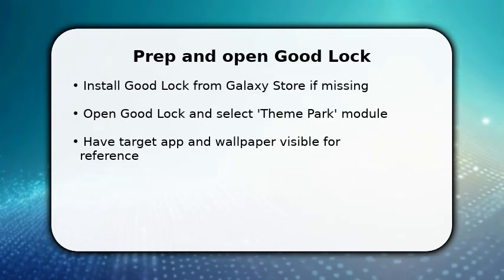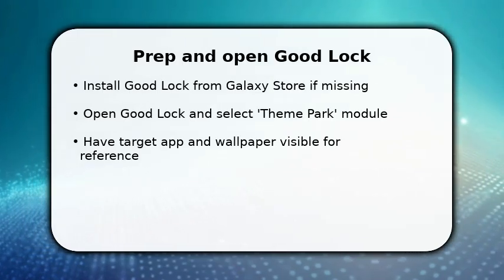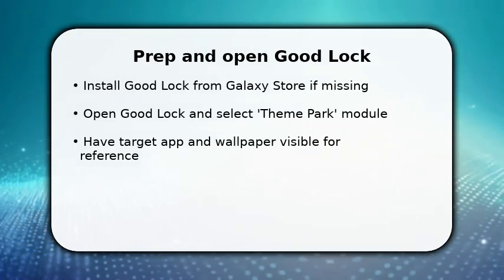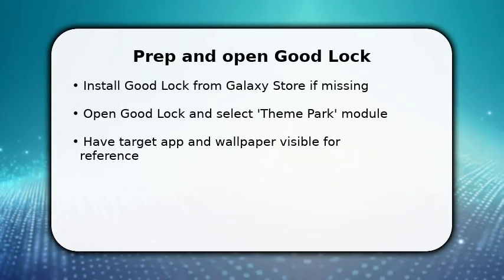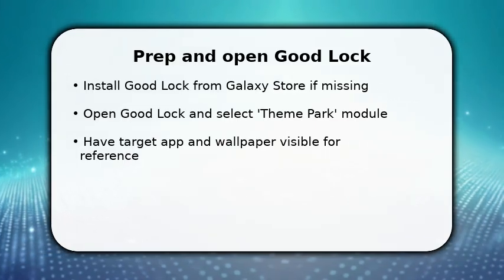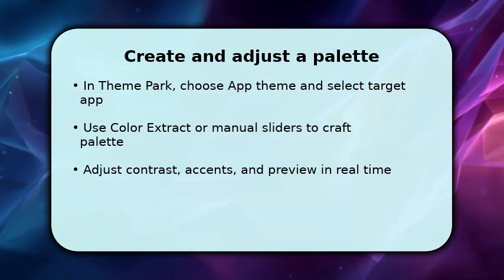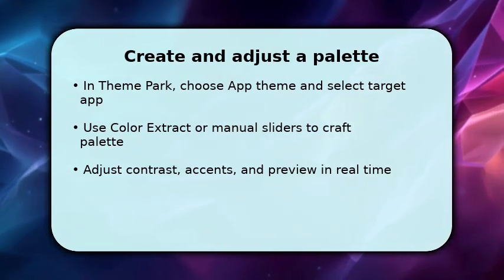Make sure the app you'll recolor is installed and the wallpaper or image you want is accessible. I'll walk you through creating a palette and applying it to the system and specific apps, step by step. Once in Theme Park, pick App Theme and choose the exact app you want to change. This scopes colors only to that application.